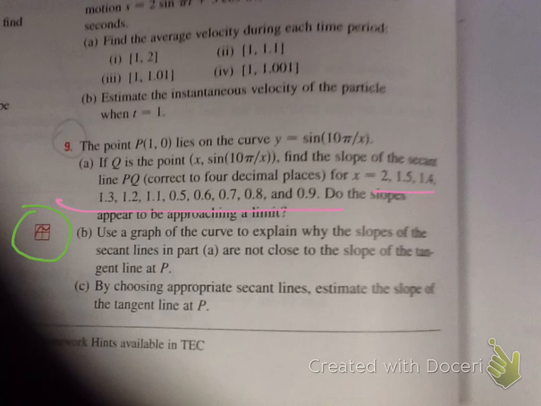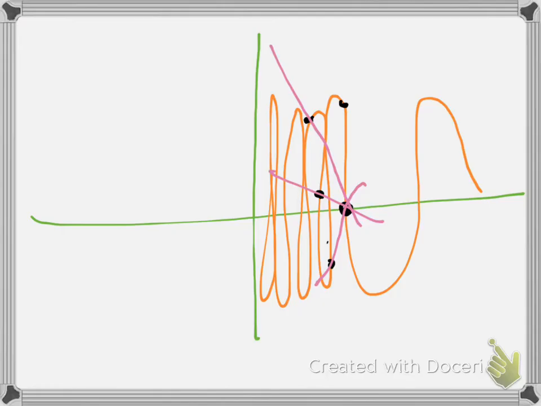So part C says, by choosing appropriate secant lines, estimate the slope of the tangent line at P. So you don't want values that are going to be on other parts of the curve after the curve's gone up and down after a certain point. You want points on the curve that are all going to be, say, on this branch of the curve right here, so that they can be used to make a good prediction. If the graph goes up and down a whole bunch and you choose points after it's gone up and down a whole bunch of times, then the values you're getting cannot be used to make a good educated guess about what the slope of the tangent line will be.